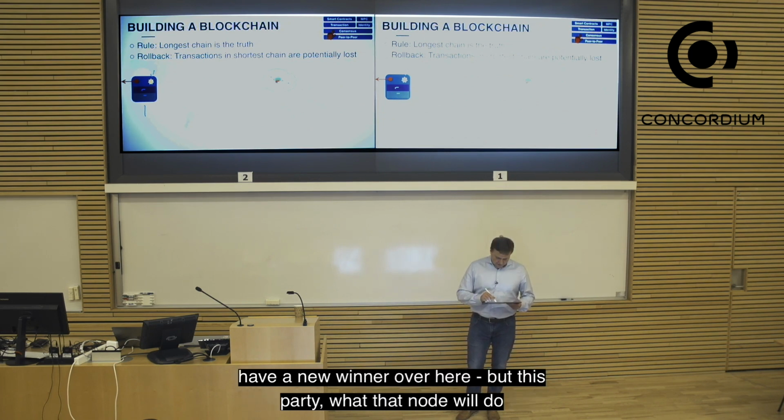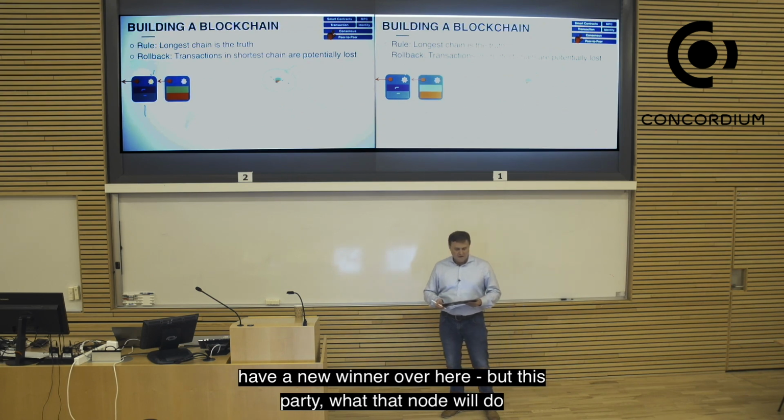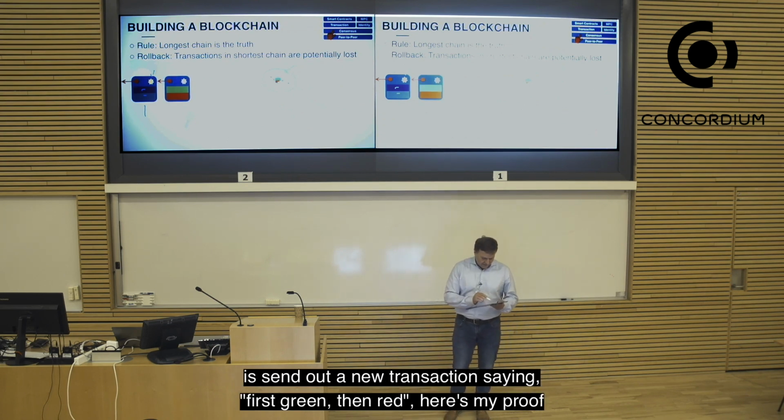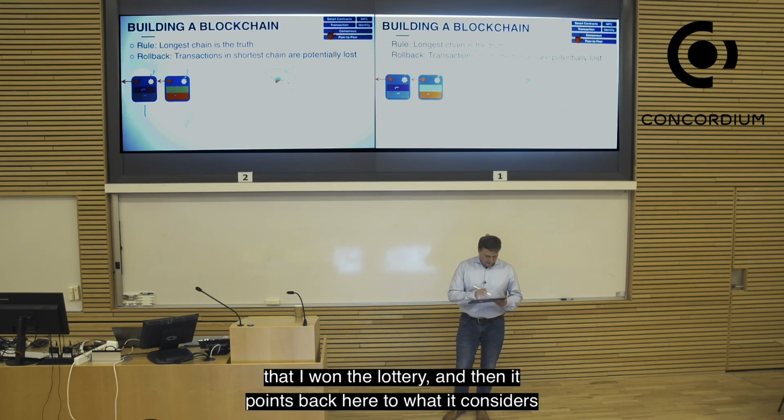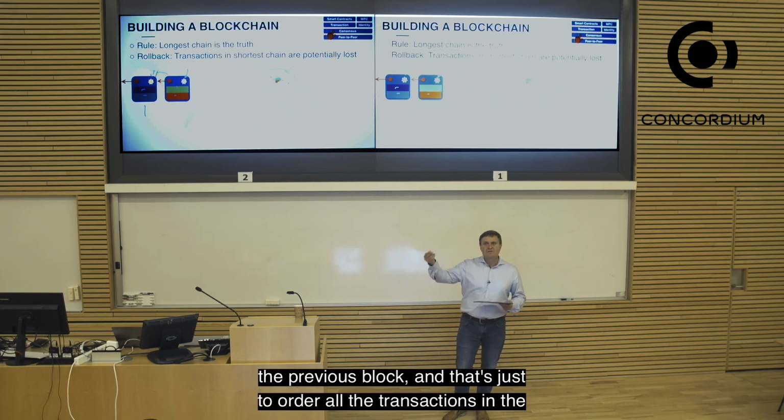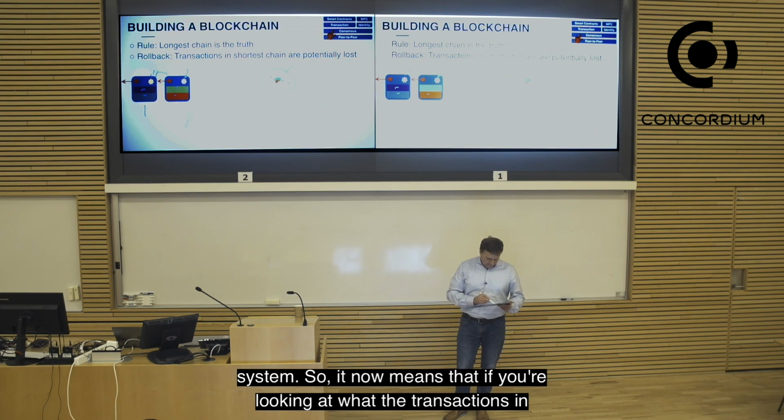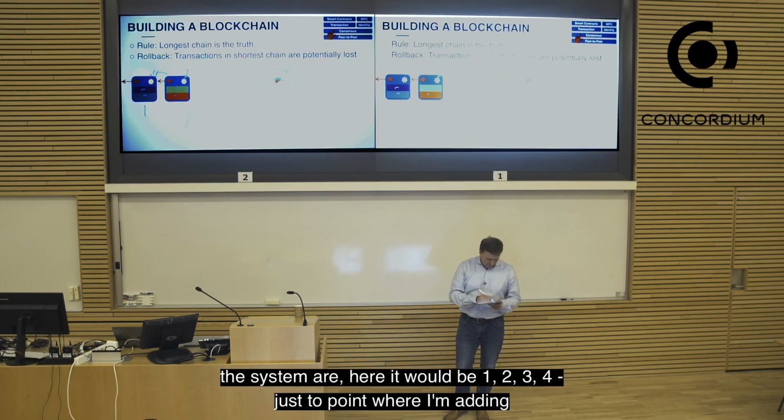So when we have a new winner over here, what that node will do is send out a new transaction saying first green, then red. Here's my proof that I won the lottery, and then it points back here to what it considers the previous block. And that's just to order all the transactions in the system. So if you are looking at what are the transactions in the system here, it would be 1, 2, 3, 4.